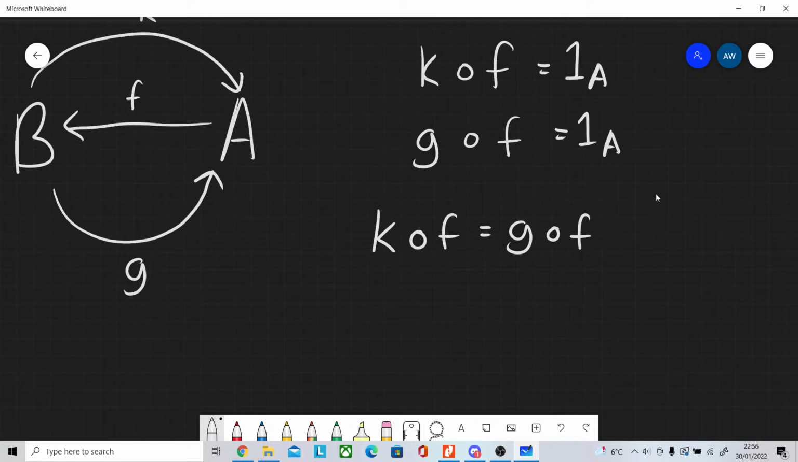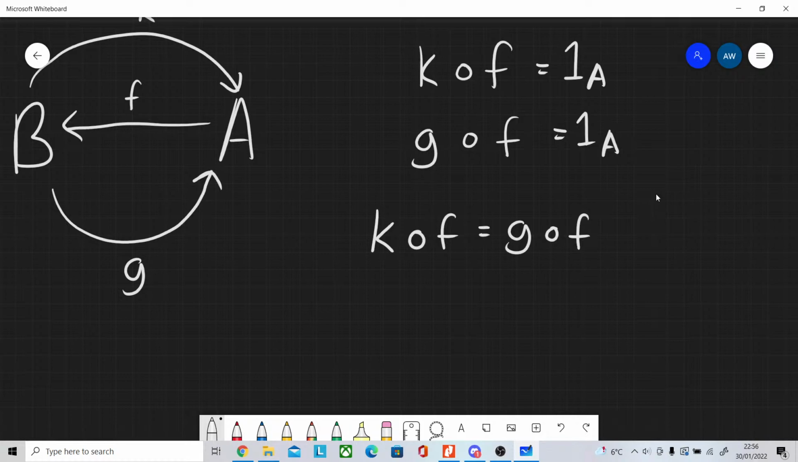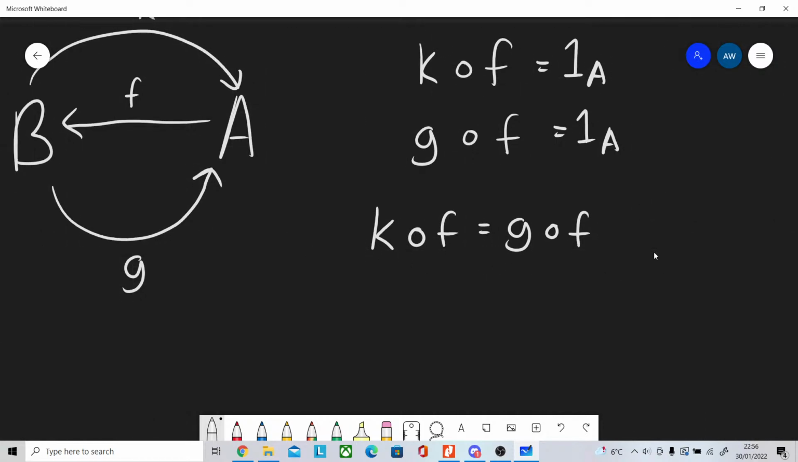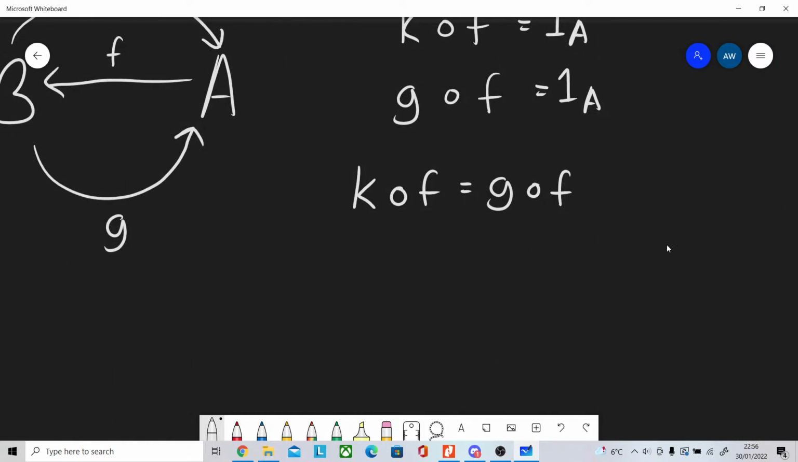Still not what we want, right? We want k is equal to g. This is not exactly that. And what do we do next?